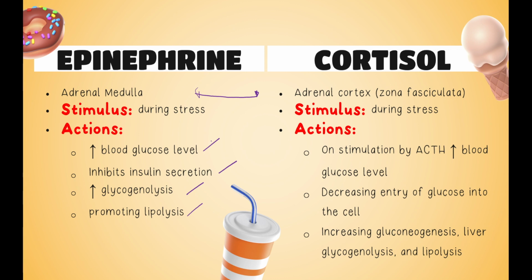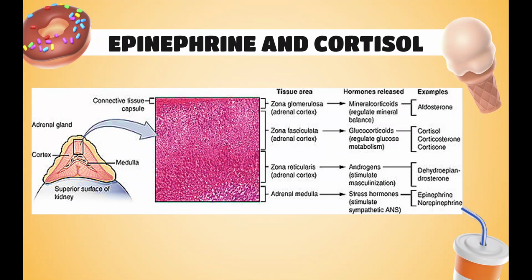How about cortisol? Cortisol, on the stimulation of your ACTH, your adrenocorticotropic hormone, will increase your blood glucose level. It will decrease the entry of your glucose into the cell, and it will also enhance your gluconeogenesis, your glycogenolysis, and your lipolysis. Ganun po, almost the same. So, I would just like to emphasize further on the location of your epinephrine and cortisol. Again, they are both secreted in the adrenal gland. And remember that your adrenal gland is composed of two parts. You have your medulla and you have your cortex.